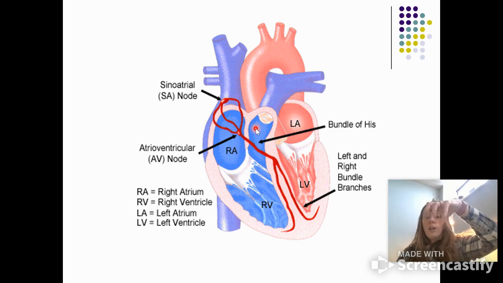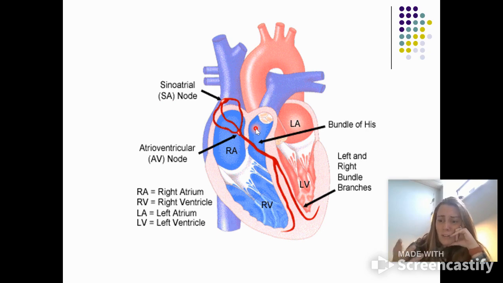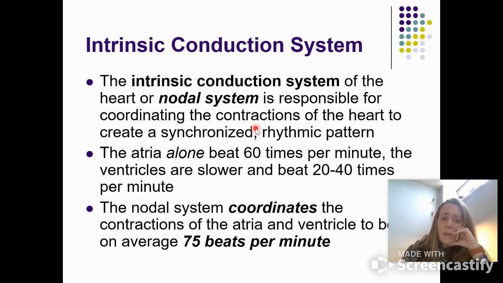Well, if the atria are trying to depolarize and contract like this, and the ventricles are contracting like this, it's like trying to do this at the same time. They're out of sync with each other, and that's not going to produce a functional heart as far as pumping blood, and that's called fibrillation. That's when we would shock the heart, when the atria and the ventricles are out of sync with each other. But we actually have this intrinsic conduction system that coordinates the contractions.